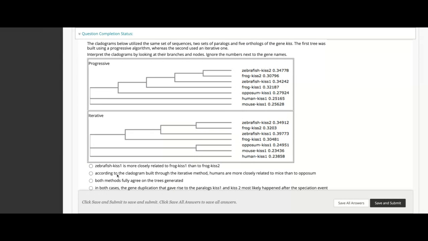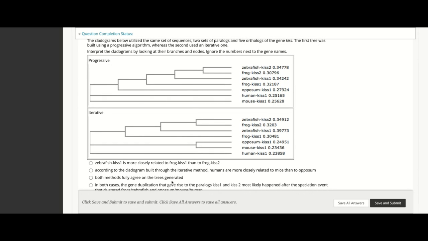So don't mark that. According to the cladogram built through the iterative method, so I used MUSCLE here, humans are more closely related to mice than to opossum. Okay, so human. That's the same question, basically, right? So I'm just saying this is closer to this than to that in this tree, but that's not true. It's the same question as what I asked here. You still say, no, not true.